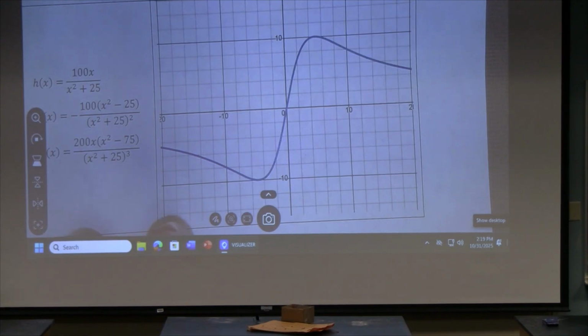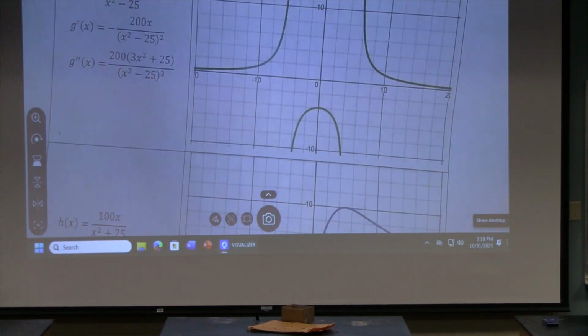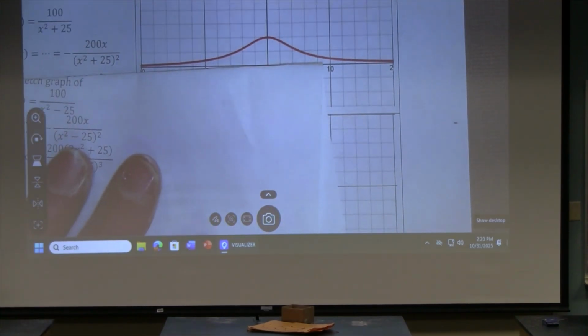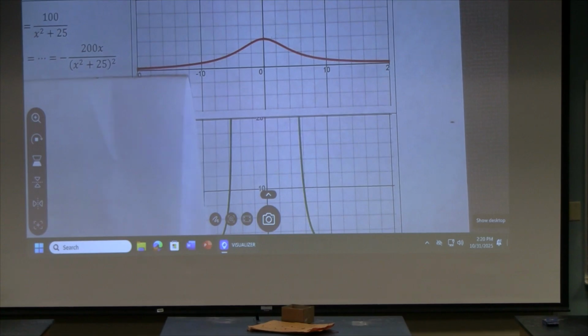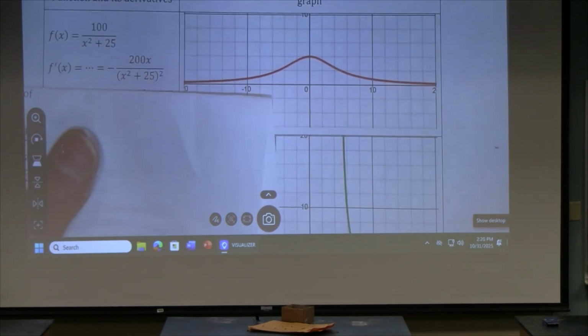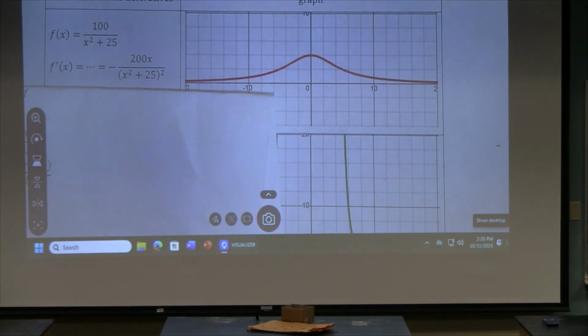So step 2, we look at f prime. So let's go up and look at the f prime. So that's the red graph. Notice f prime is a rational function also. It's never discontinuous because its denominator is never 0. So there is always a derivative.